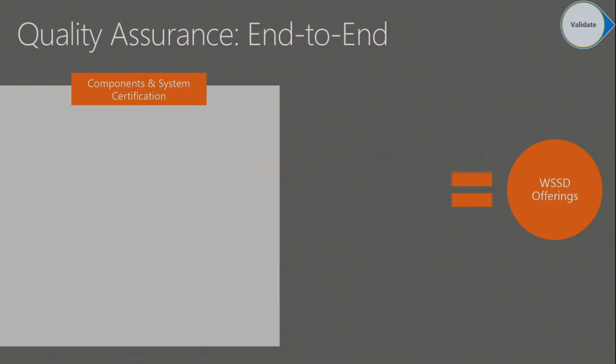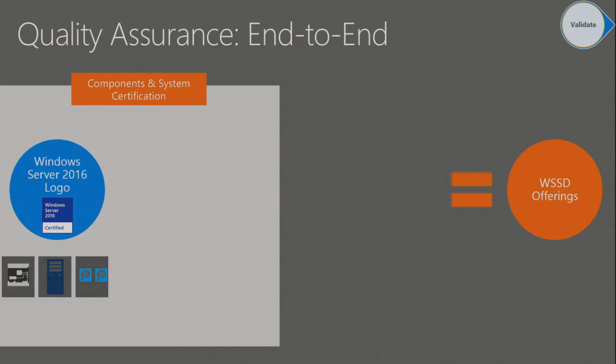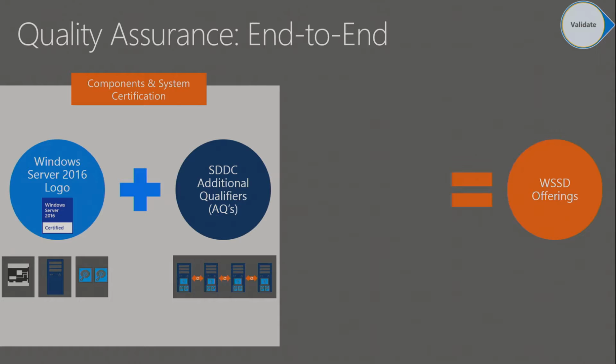So it all starts with components and system certification. That's the number one step for partners. They start with something called a Windows Server logo for all their devices, components, and systems that are used in the offering. For partners in the audience, they're very familiar with how Windows Server logo works, and it's a very known process. The key thing to note here is it is at component and system certification level. We haven't touched the solution yet. We haven't touched the entire end-to-end offering.